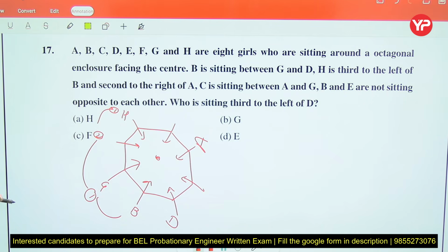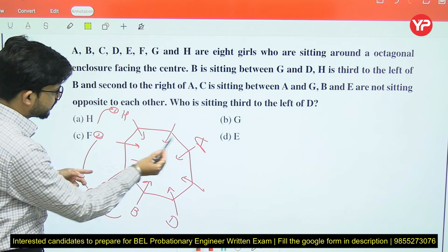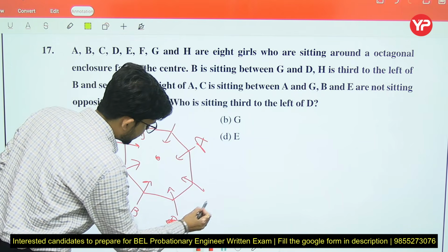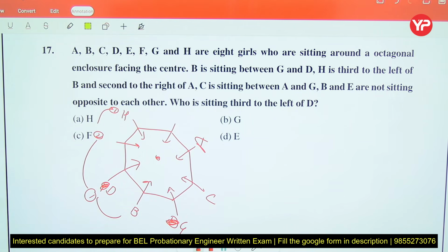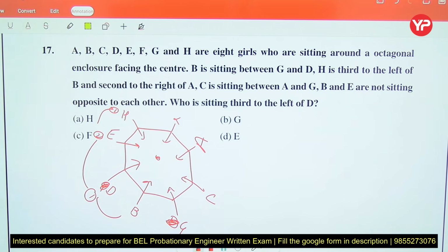C is sitting between A and G. Now we have to interchange these positions because C is between A and G. So we have to take here D. We can exchange this and we have to place C here. B and E are not sitting opposite to each other. So E should not be there. E should be here.